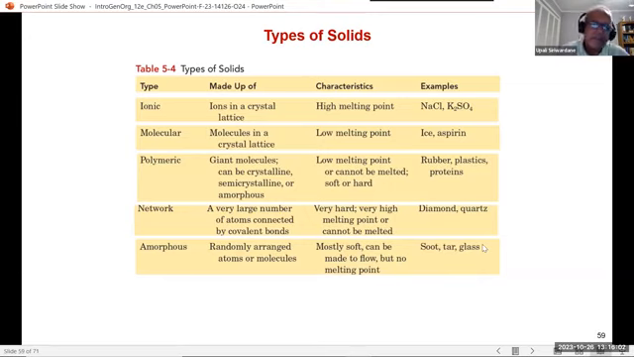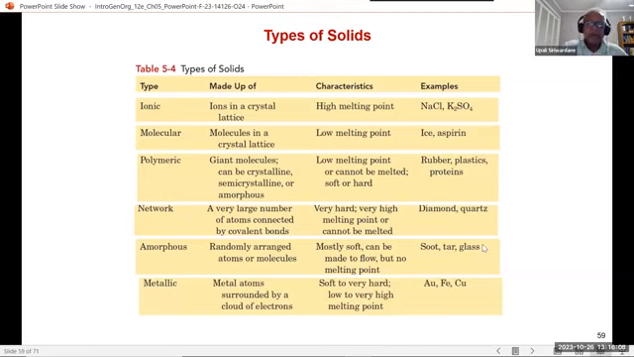The last, sixth type of solid is metallic. Metals, there are so many metals in the periodic table. They have free electrons in the metallic solid called electron clouds. Therefore, they show conductivity. Conductivity of electricity and thermal conductivity is one of the characteristics of metallic compounds. We talked about that when we talked about metals.